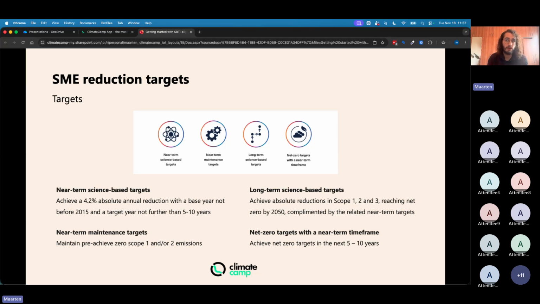The long-term net zero targets, the same thing applies. So achieve absolute reductions in Scope 1, 2, and 3, reaching net zero, this 90% reduction, complemented by the related near-term targets. Net zero targets with a near-term time frame. This is if you want to go above and beyond. Here you commit to achieving net zero targets within 5 to 10 years. These are the only targets you can set as an SME. So it's pretty straightforward.